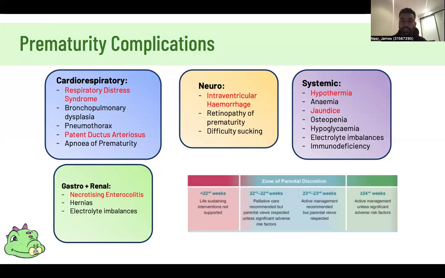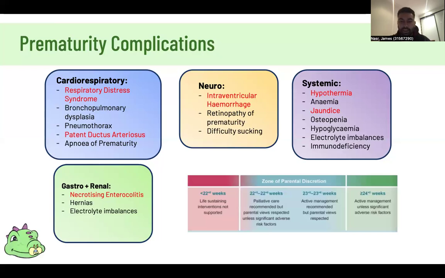At the bottom is the zone of parental discretion. So this is, I think, a Victorian or Australian version. This does vary between different countries. But essentially, if a baby is born at 24 plus 0 weeks or older, then active management is always recommended.